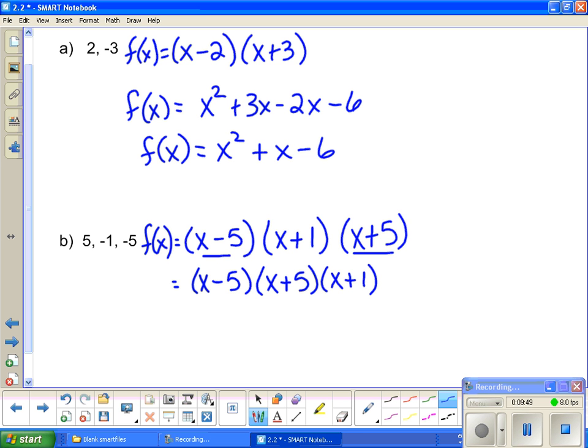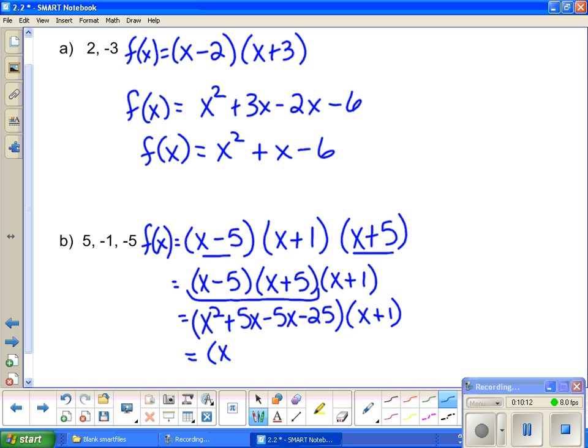If you didn't recognize that, you could multiply any two binomials together and then multiply it by the third. So I'm going to multiply these two together first. So that's x squared plus 5x minus 5x minus 25. And I still have an x plus 1. So this is going to be x squared minus 25 times x plus 1.